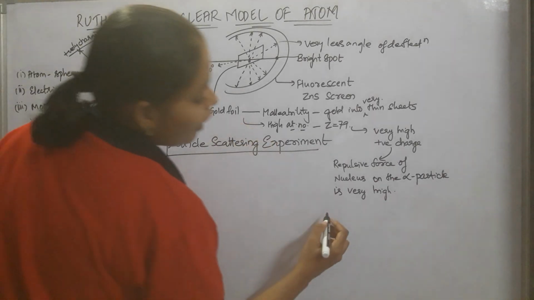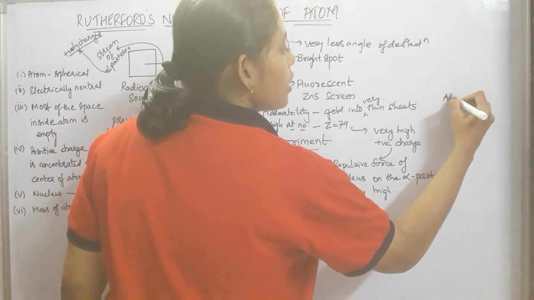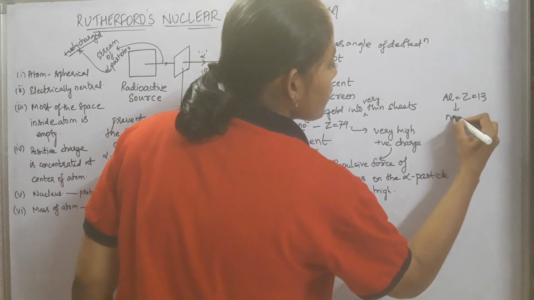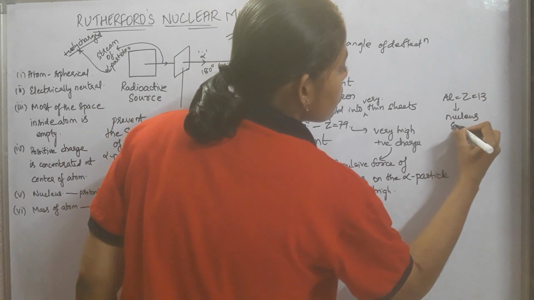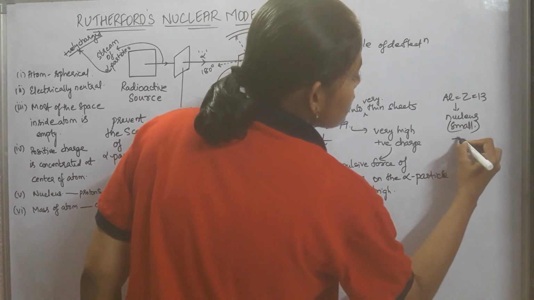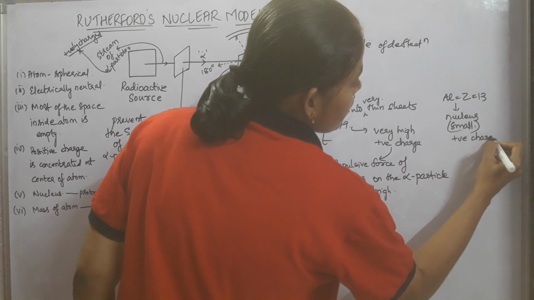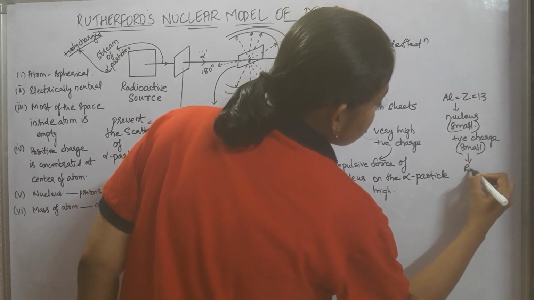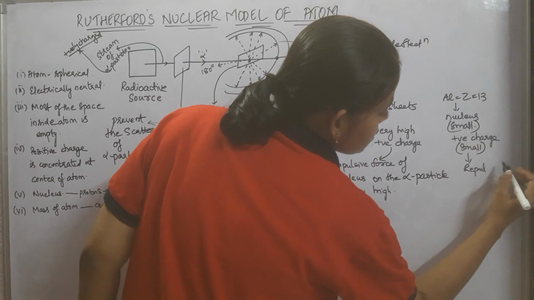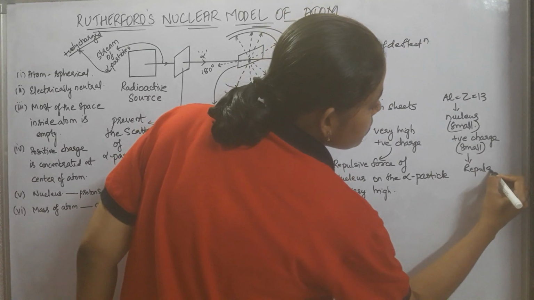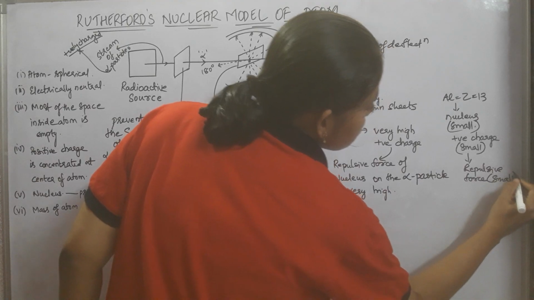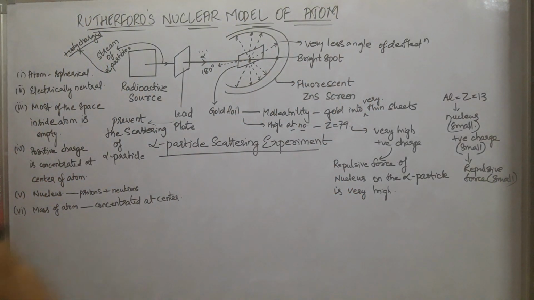What if it is the case of aluminium? When we consider aluminium, whose atomic number is 13, its nucleus is very small and the positive charge is small. As the positive charge is small, the repulsive forces obviously will be small. Very little repulsive force in the case of aluminium. The same is the case with silver.